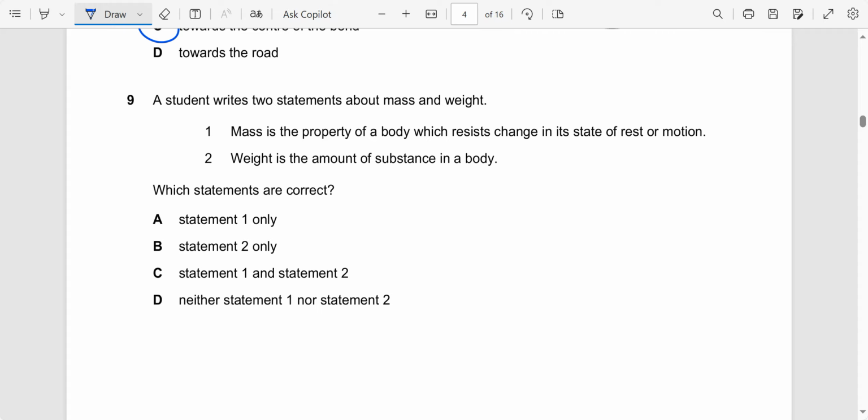A student writes two statements about mass and weight. Mass is a property of a body that resists the change in the motion. Yes, that's it. The weight is the amount of substance in a body. No, that's wrong. So only one is correct.